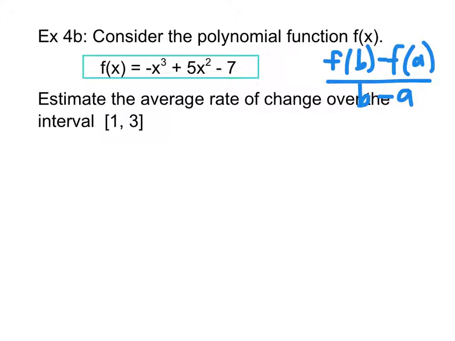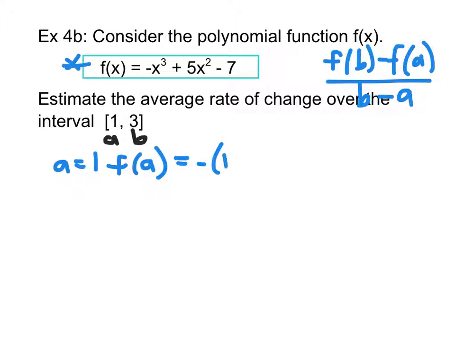Remember, my formula gives me a and it gives me b, and we're going to go ahead and plug that in to find f of a and f of b. So the first thing I know is we have a equals 1. So to find f of a, we're going to plug 1 into our equation at the top. So we're going to do negative 1 cubed plus 5 times 1 squared minus 7.